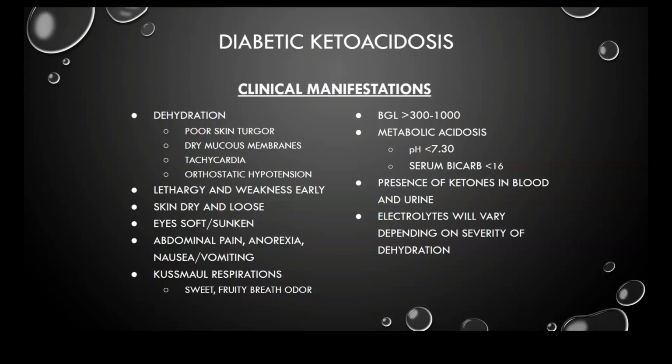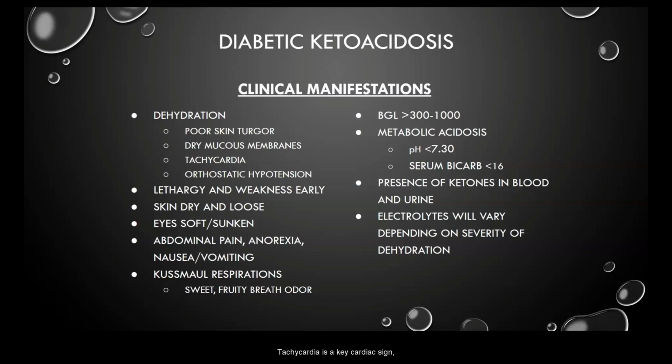Altered mental status, DKA can definitely lead to some neurological symptoms. So you can have confusion, lethargy, weakness, even coma, again, in your more severe cases. And if it's not treated, it can lead to death. You've got some cerebral edema, acidosis, electrolyte imbalances, and dehydration affecting that brain function.